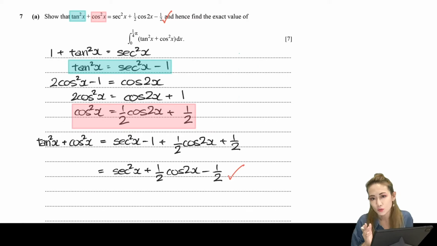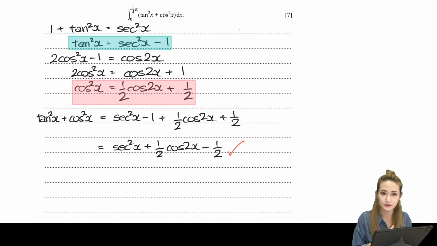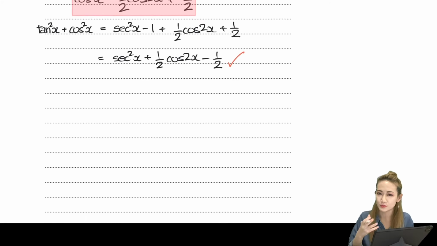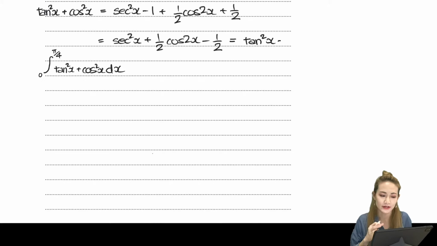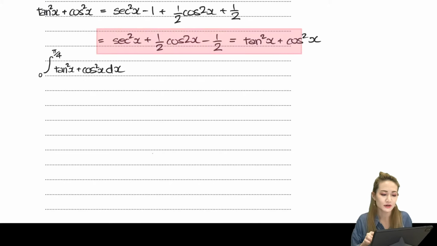With these A-level questions, if they ask you to prove an identity, then they ask you to integrate or differentiate it, it means they want you to use the expression that you proved was equivalent to integrate it. So we're not going to integrate tan squared x plus cos squared x. We're going to integrate sec squared x plus a half cos 2x minus a half instead, because it will probably be easier. And it's the same thing anyway.